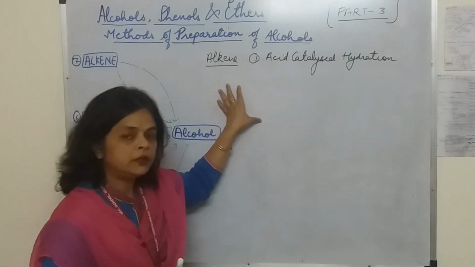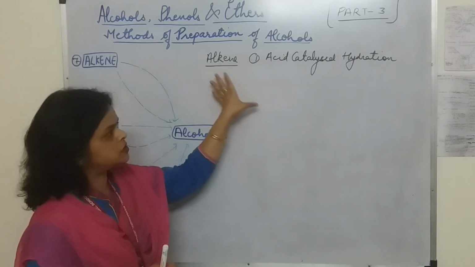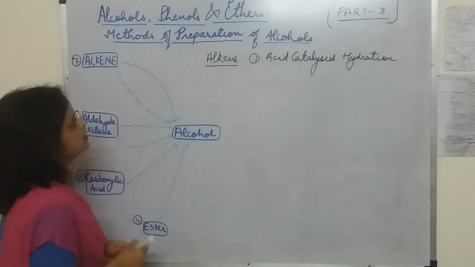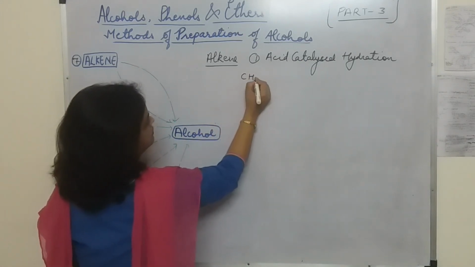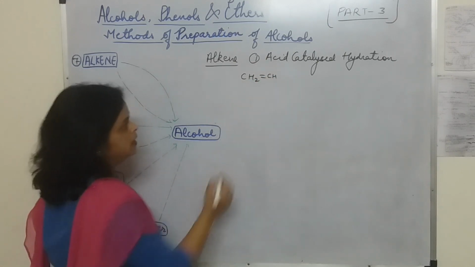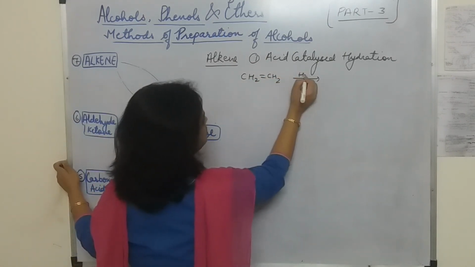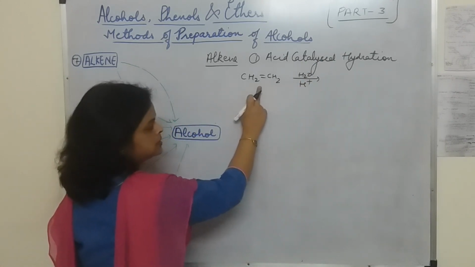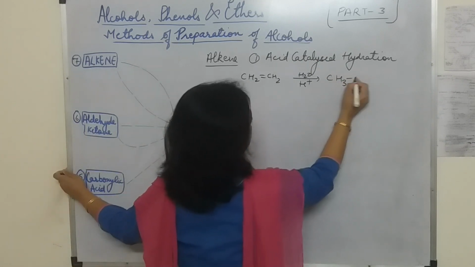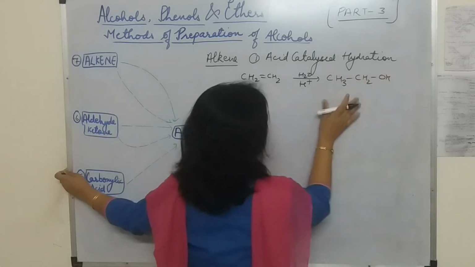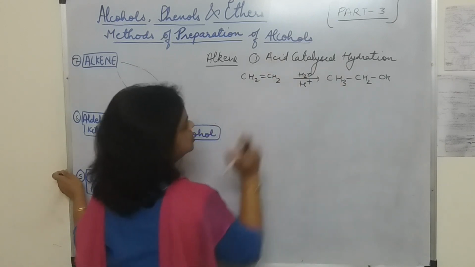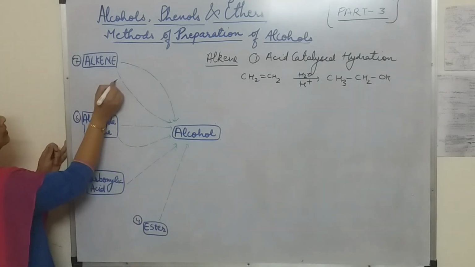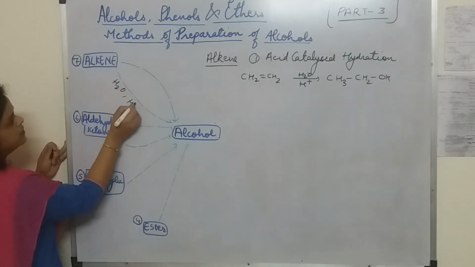Here we have to focus on the mechanism part, how it is taking place. First of all, I will write down the reaction, then we will see all the 3 steps. So if alkene, we are taking ethene. Now this ethene in presence of acid, one molecule of water adds up and it converts into alcohol. This is a simple reaction. In the presence of acid, hydration is taking place. One molecule of water adds up and we are getting alcohol. So we can write here H2O in presence of acid.